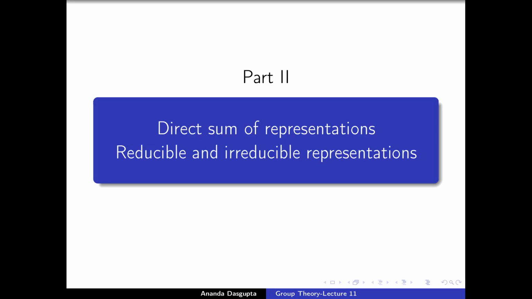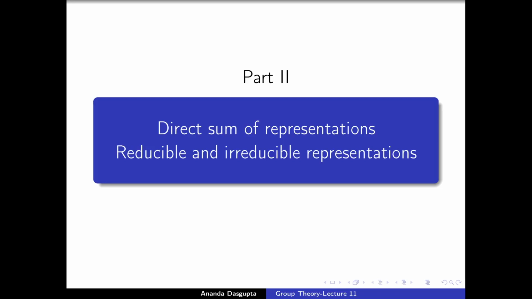As is the case for most results in representation theory, this concept of direct sum of representations can be expressed in both the matrix language and the operator language, and it will turn out that each version has its own advantages as far as familiarity or ease of use is concerned. So we will talk about these concepts in both languages. We will begin with the one which is more familiar to all of you, I guess, the matrix language.